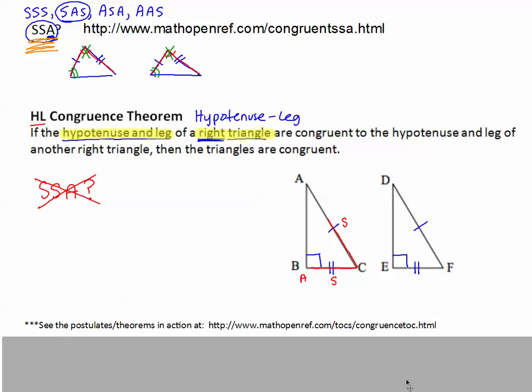For more information and to see these postulates or theorems in action, try visiting this website at Math Open Reference.